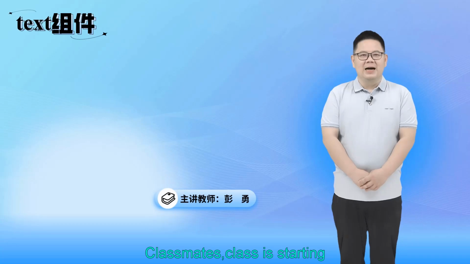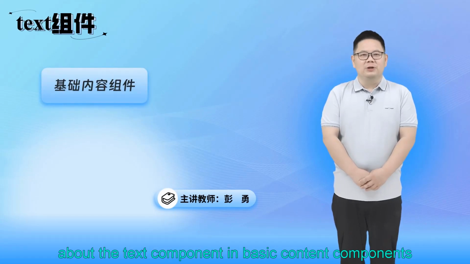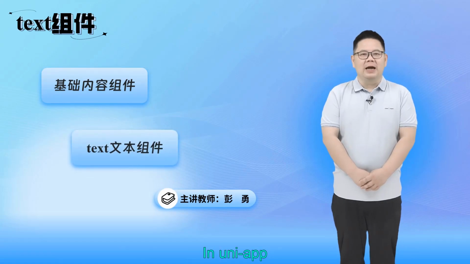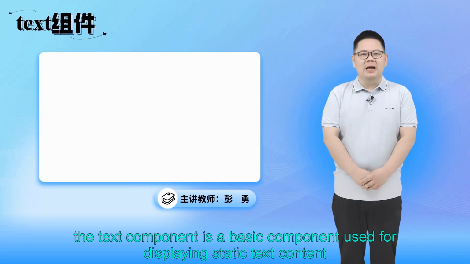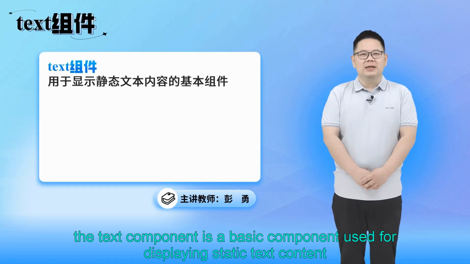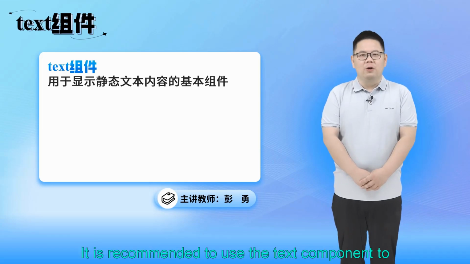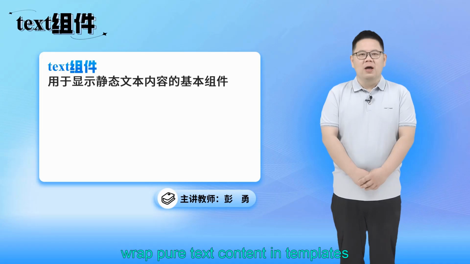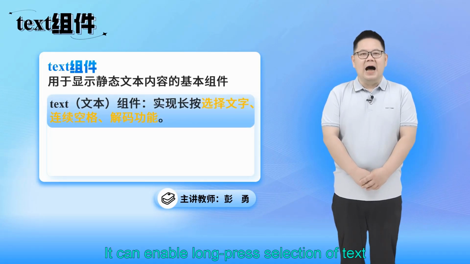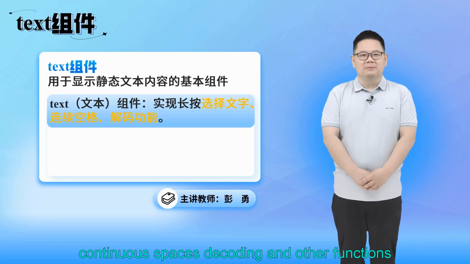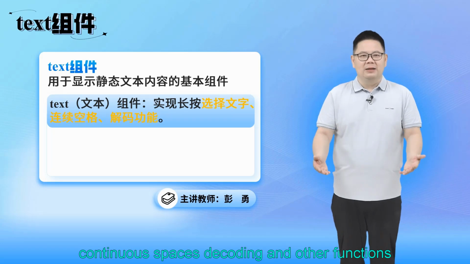Classmates, class is starting. Today we are going to learn about the text component in basic content components. In UniApp, the text component is a basic component used for displaying static text content. It is recommended to use the text component to wrap pure text content in templates. It can enable long press selection of text, continuous spaces, decoding, and other functions.